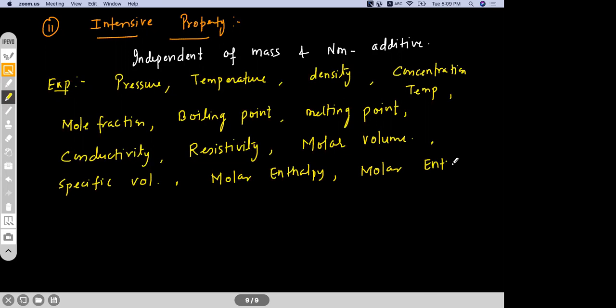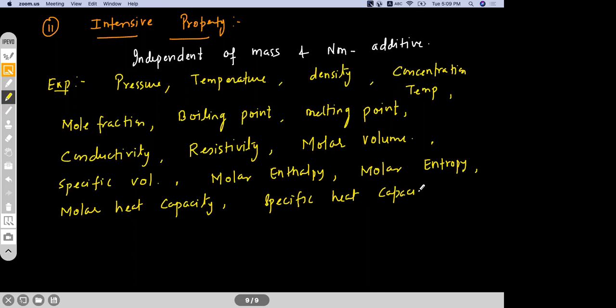Molar entropy is intensive. Heat capacity is extensive, but molar heat capacity is intensive. Molarity is also intensive. Specific heat capacity is intensive. So whenever you see the word molar or specific written, it means it is an intensive property. Without any thought, you can go with this.